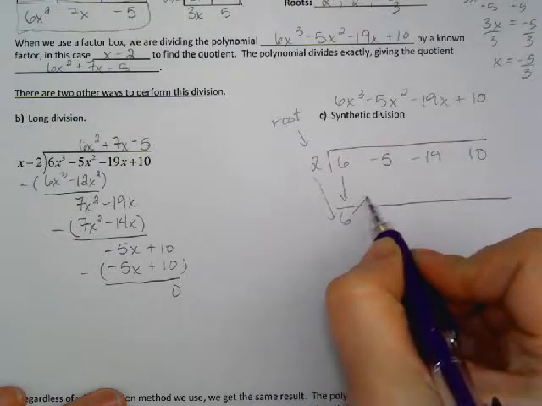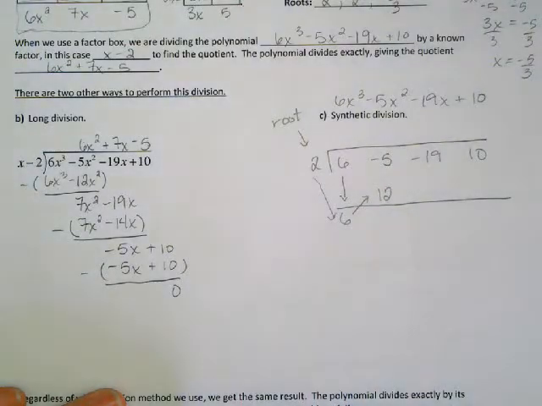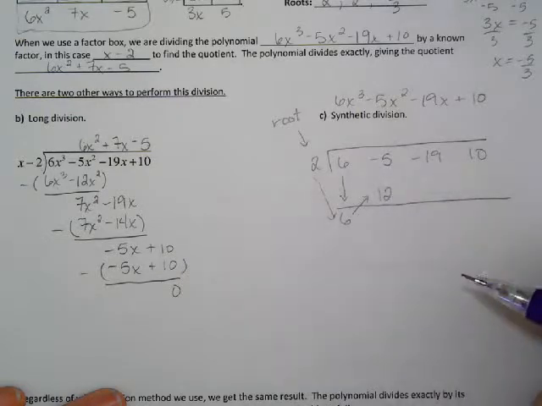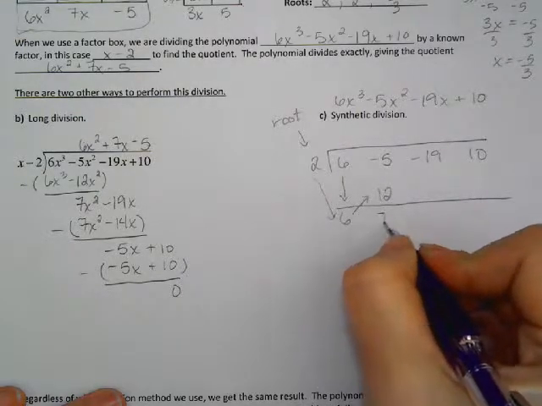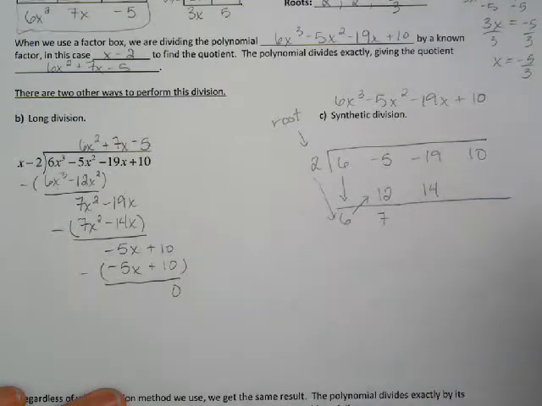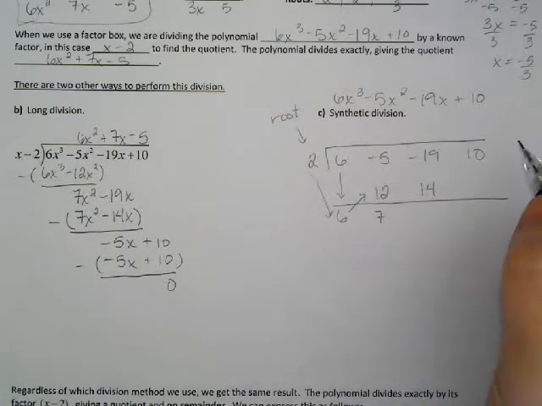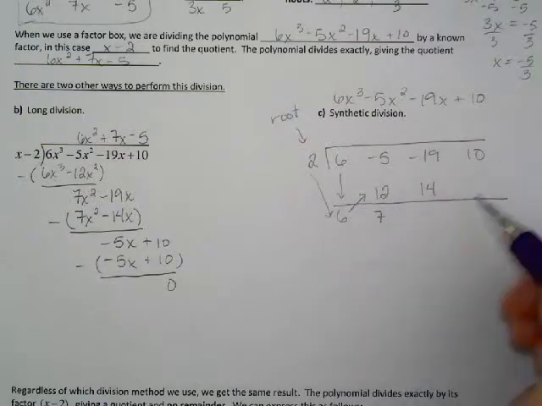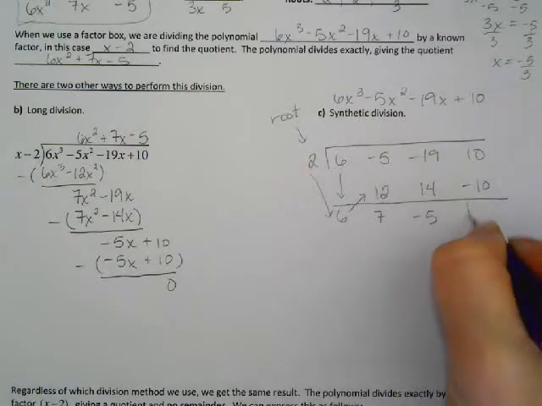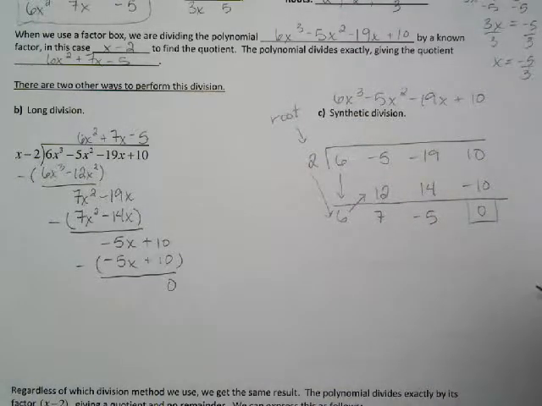Multiply 2 by 6, put it there. And then you add negative 5 plus 12 gives you 7. Multiply again. 2 times 7 gives you 14. This is literally the same thing, but there's just no x. Negative 19 plus 14 is negative 5. 2 times negative 5 is negative 10 with a remainder of 0. What? Miss Andrews, this is so much easier.